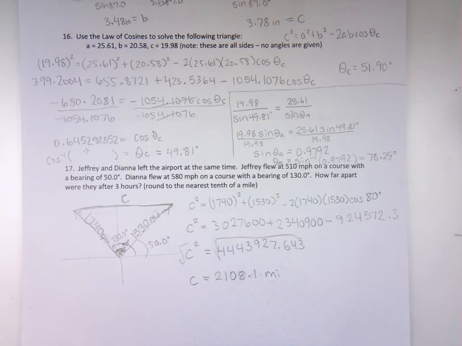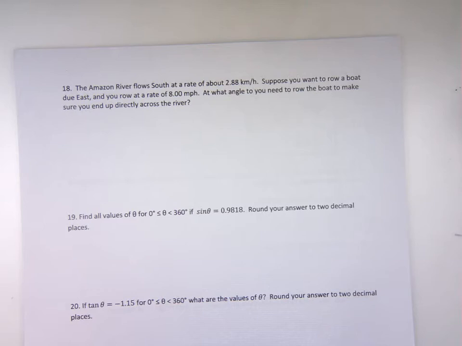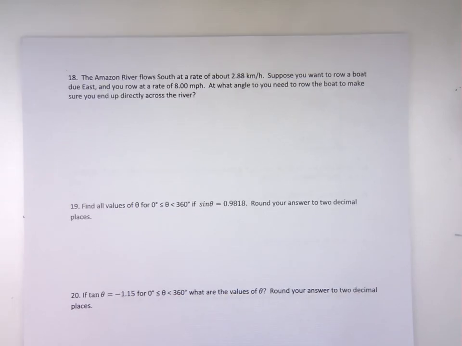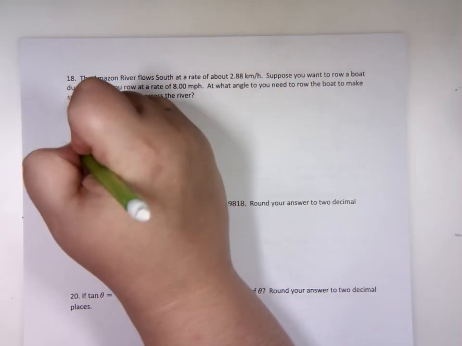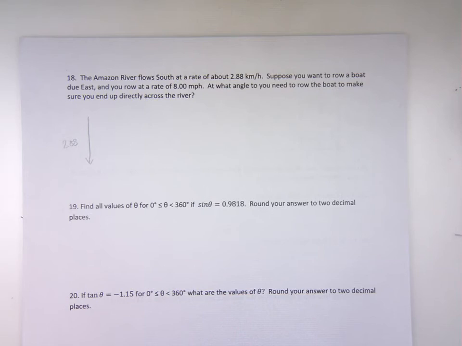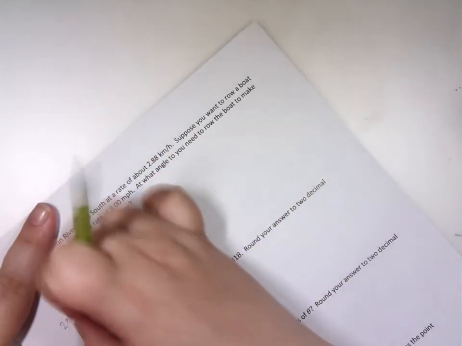All right, so that's a slightly easier law of cosines problem, slightly harder law of cosines problem. Okay, next. The Amazon River flows south at a rate of about 2.88 kilometers per hour. So it's flowing due south, 2.88. Suppose you want to row a boat due east, and you row at a rate of 8 miles per hour. So you're rowing, let me move this down a little bit.